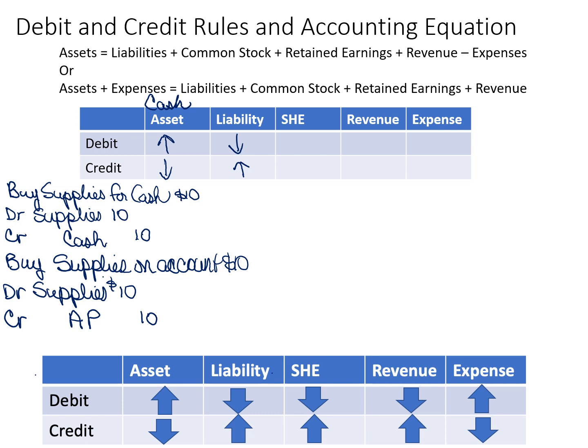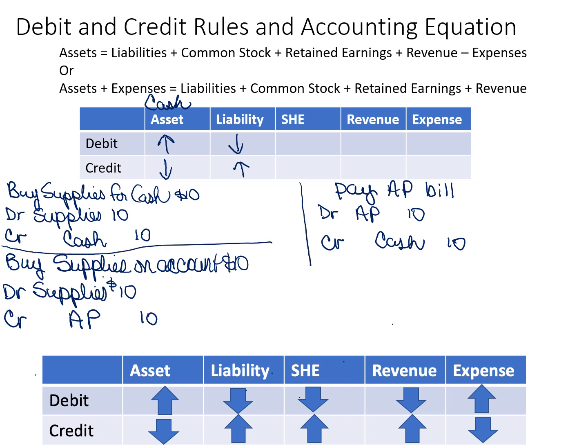Well, now what if I pay my accounts payable bill? Well, if I pay my accounts payable bill, that means I'm going to debit accounts payable $10 because my liability is decreasing. And the only way I can pay my bills is with cash. And my cash, an asset, is decreasing. So these are examples of the debit and credit rules with assets and liabilities.